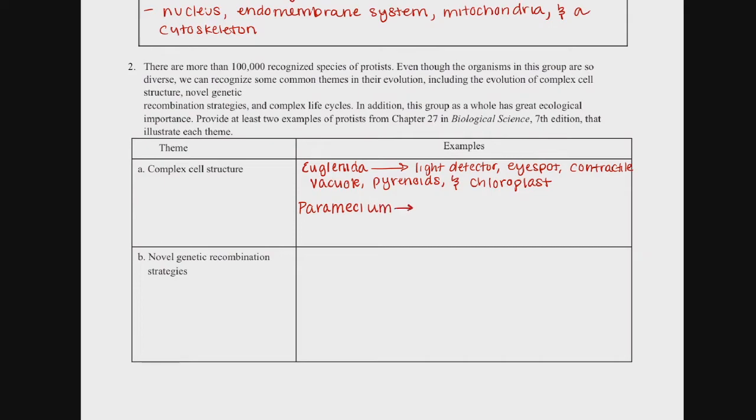Paramecium also have a contractile vacuole. They have an oral groove and cell mouth, which is kind of gross to me. They have a little mouth. It's just so strange. They have micro and macro nuclei and cilia.